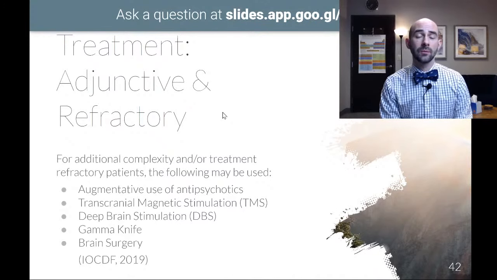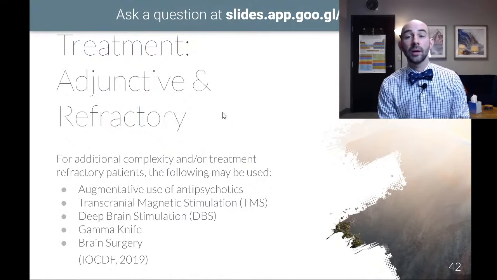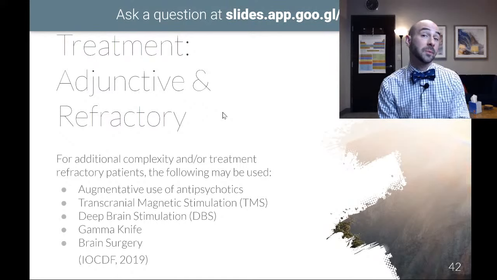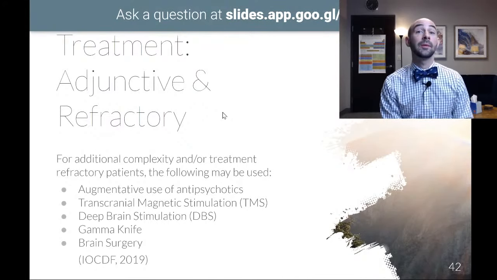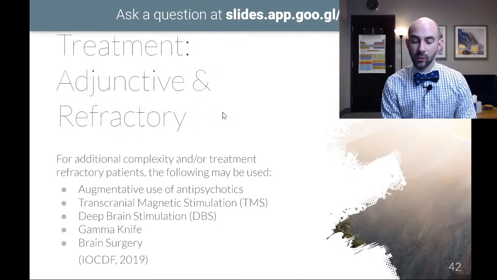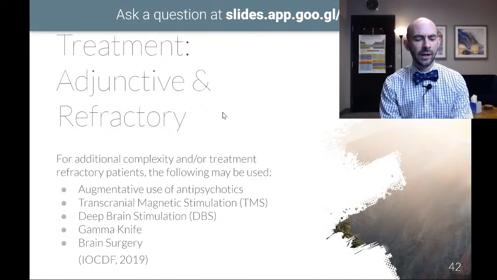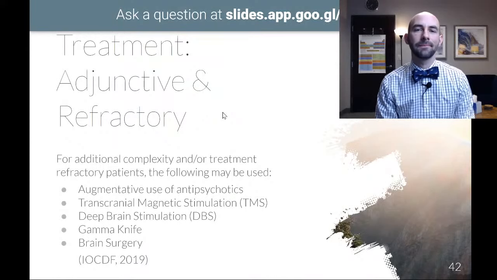TMS, some new research, it's newer on the research, but can also be one of those treatments if other things have not worked. But it is a specific type of TMS. Gamma knife brain surgery as well, DBS. These are all treatments when a person is considered, and sometimes this has a negative connotation, but refractory. So if you try to do something and aren't successful, it's called treatment refractory.